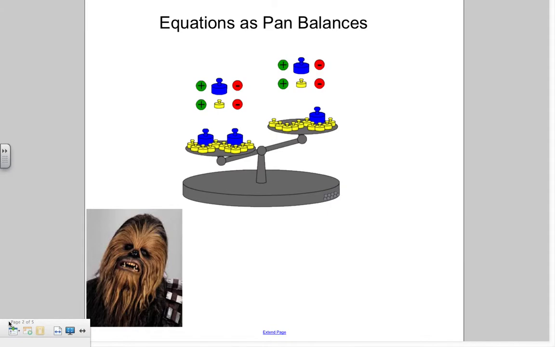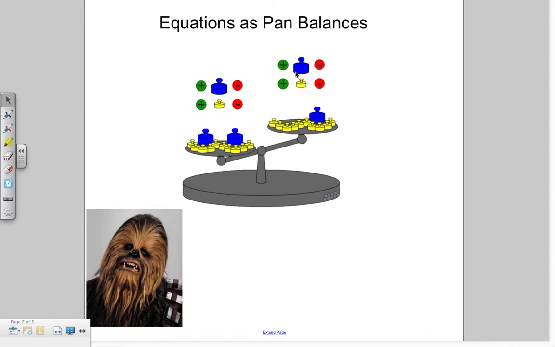Thanks, Chewie. Okay, so if we're looking at equations as pan balances, basically we're saying that we want this balance, a pan balance. I didn't actually know that word, but I think of just the word balance. This is equal. This is the fulcrum. And if it's equal, then both sides have to be perfectly balanced. And at the present moment, they are not. There we go. Until it is perfectly balanced.